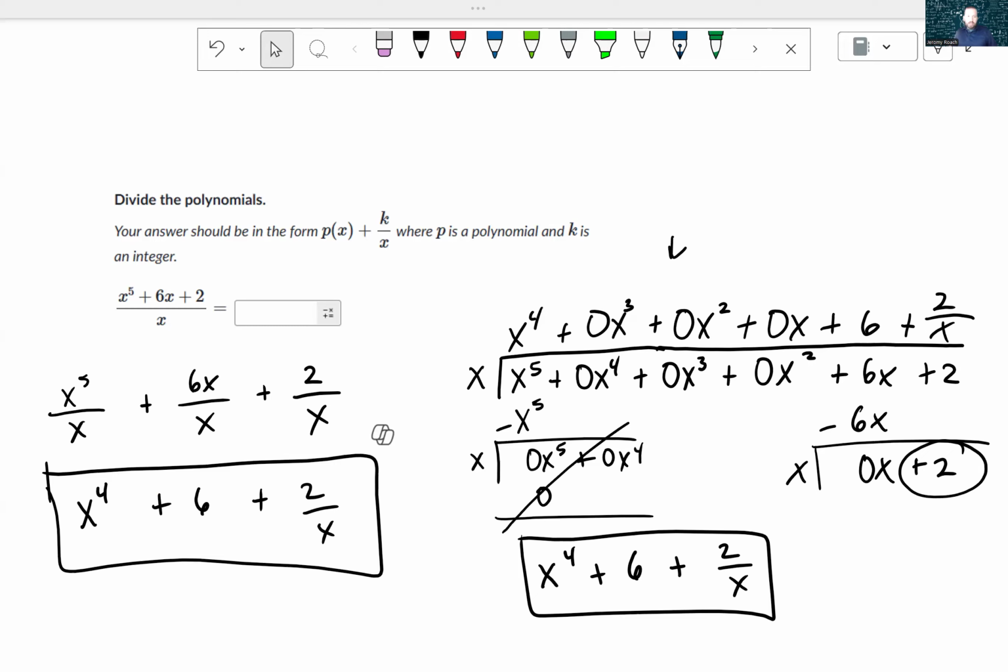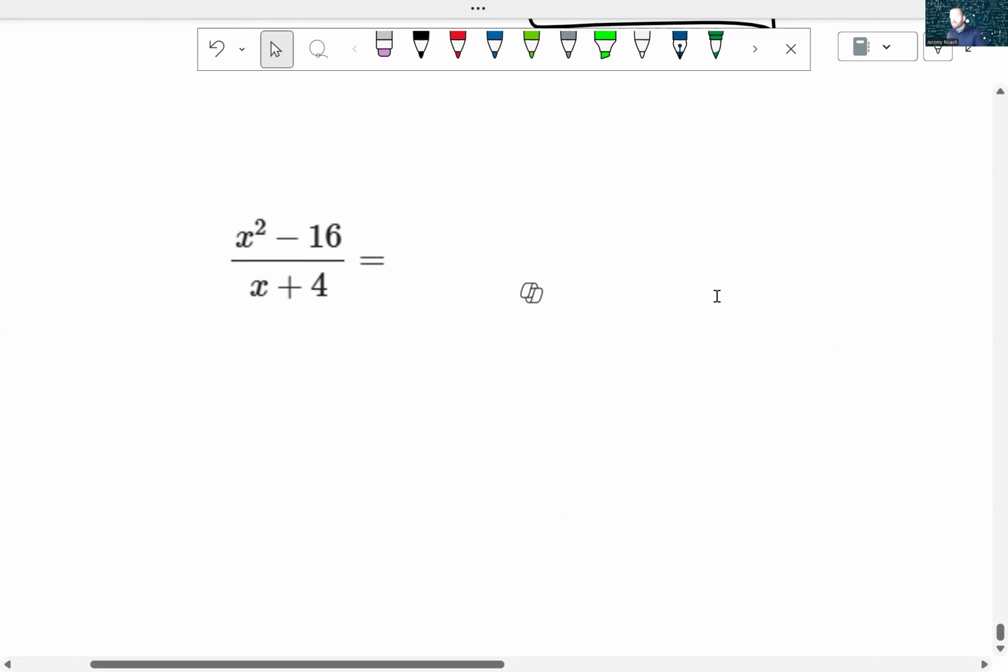Okay, so that's how to write the remainders. Now we're going to get into, I think this next section is long division. Let me double check here. No, it is not. So this next one is about factoring and finding common factors. So this just says divide the polynomial, and we want to simplify the polynomial as much as we can.